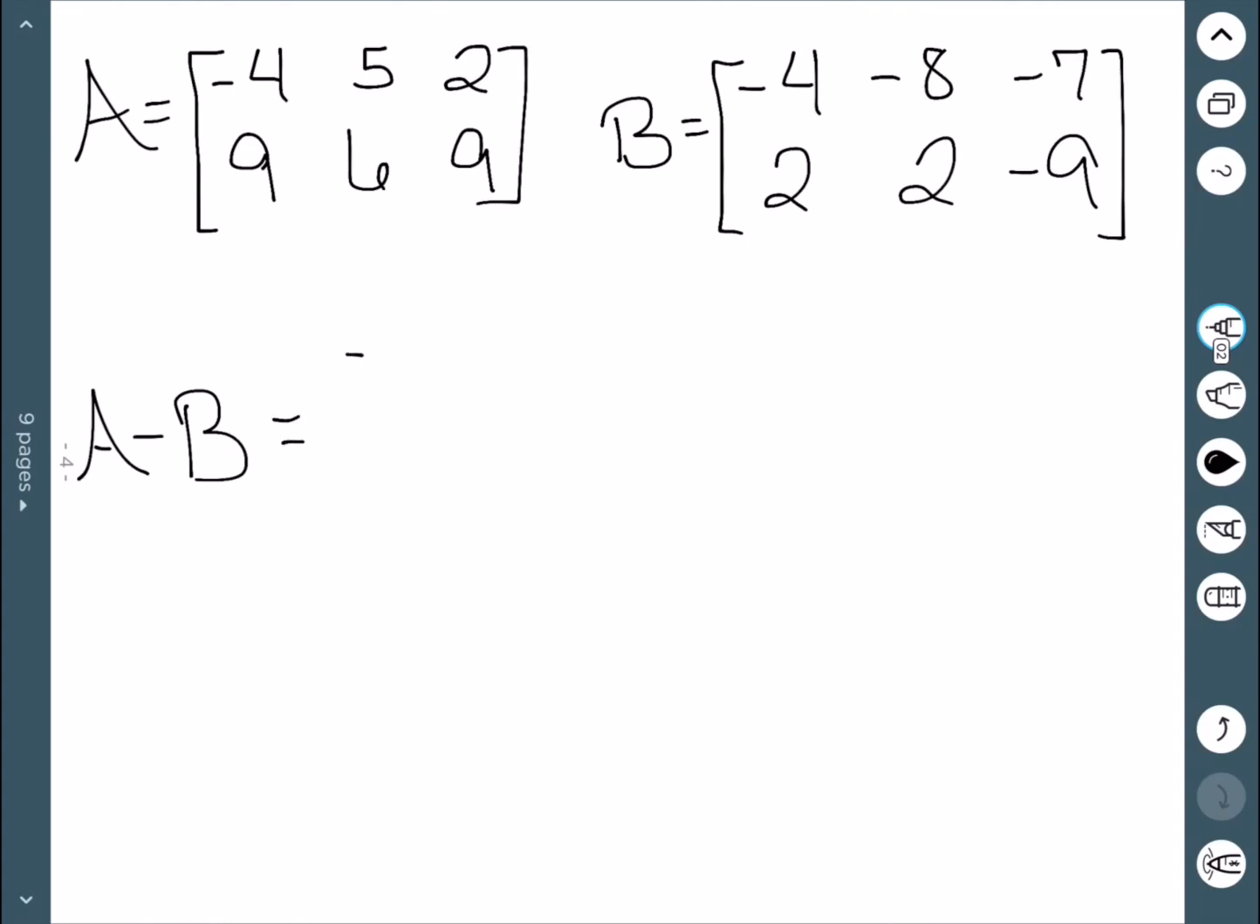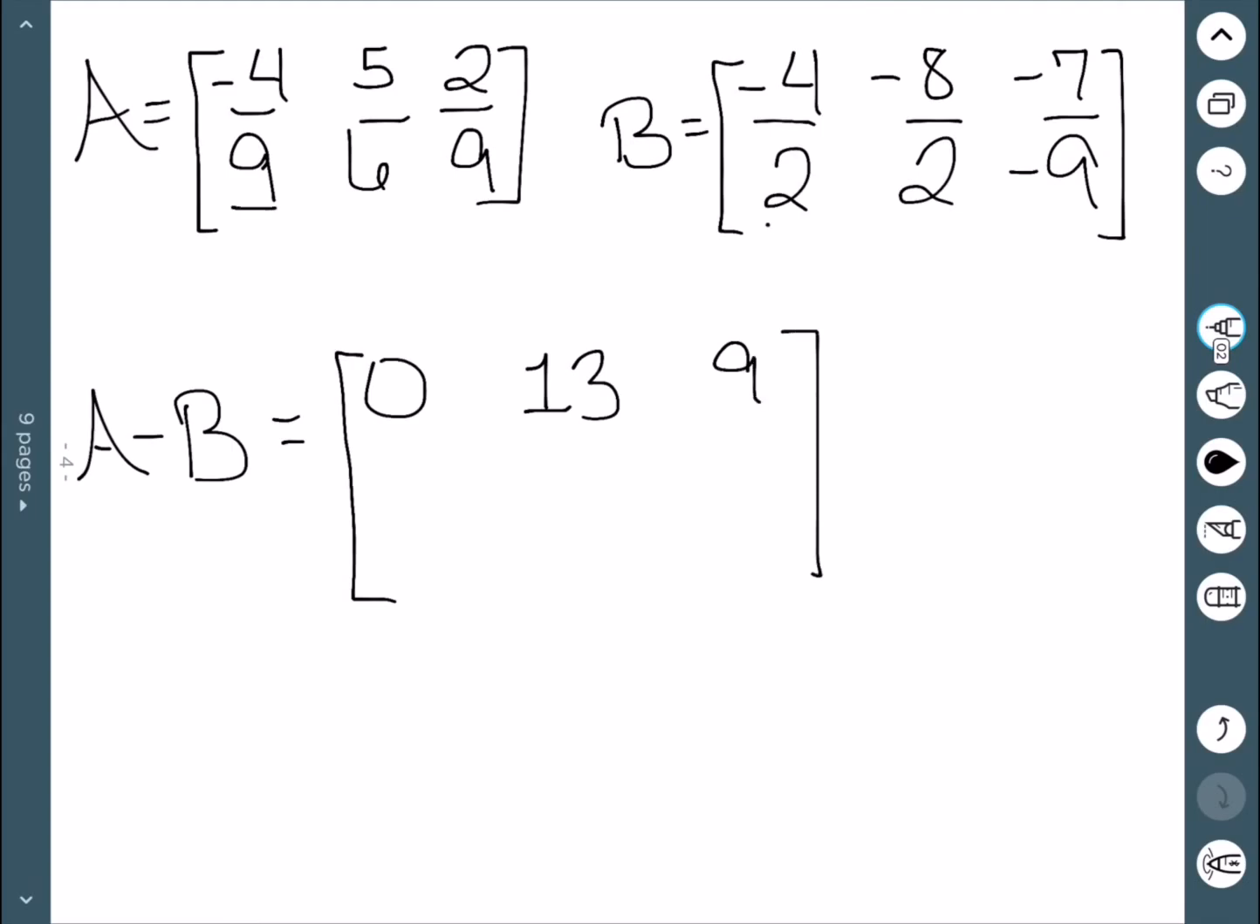And we can subtract matrices as well, the same way we added. This time we'll subtract things that are in the same spot. -4 minus -4 is 0. 5 minus -8 is 13. 2 minus -7 is 9. Second row, 9 minus 2 is 7. 6 minus 2 is 4. And 9 minus -9 is 18.